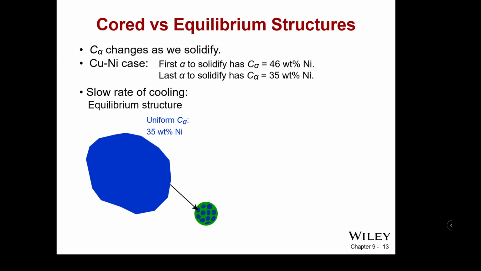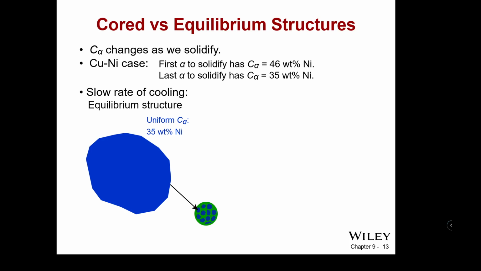So it's really, really important to understand the difference between cored and equilibrium structures, and this is why. The concentration of alpha changes as we solidify because of how those different materials are behaving, and it's relative to the thermal capacity, the heat capacity, of those individual atoms as they differ. That's the main reason why you have a phase envelope like you do there with the biphasic region.